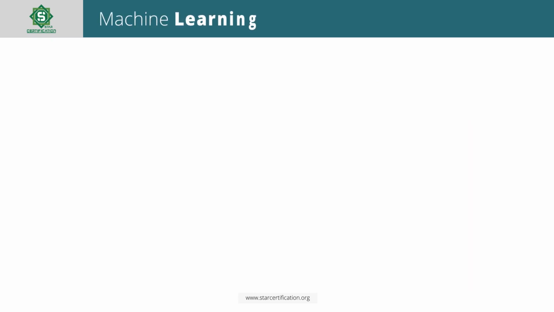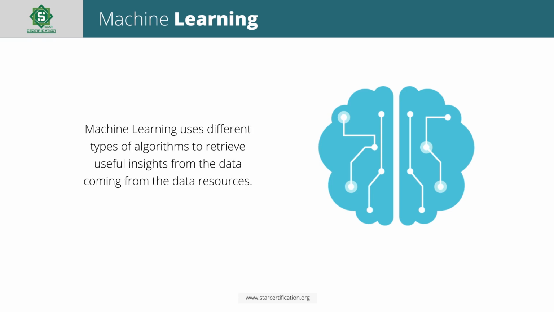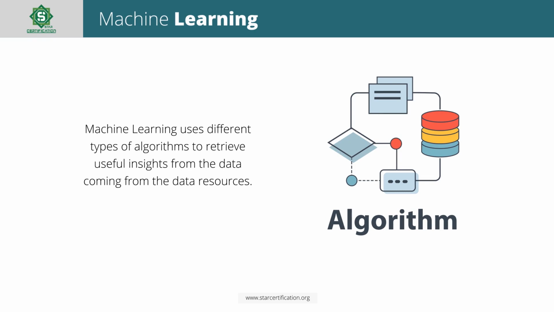Machine learning. Machine learning is the ability of a machine to retrieve, study, and produce predictions on the basis of the data resources available. It uses different types of algorithms to retrieve useful insights from the data coming from the data resources. Data analysis with R.